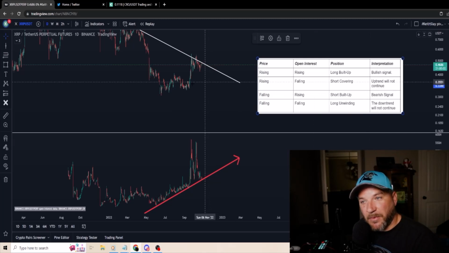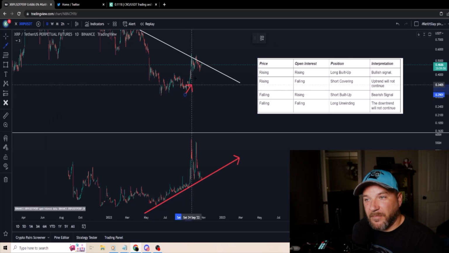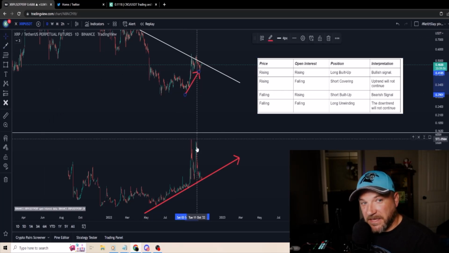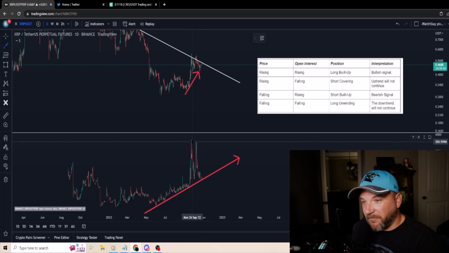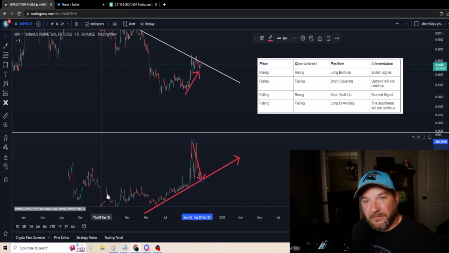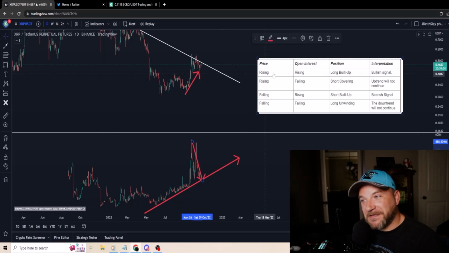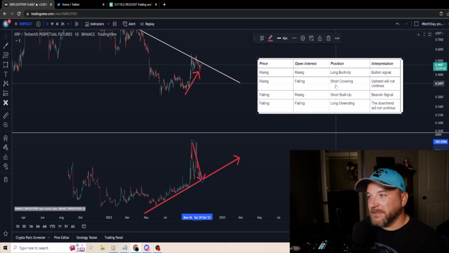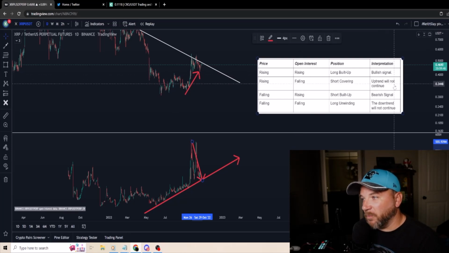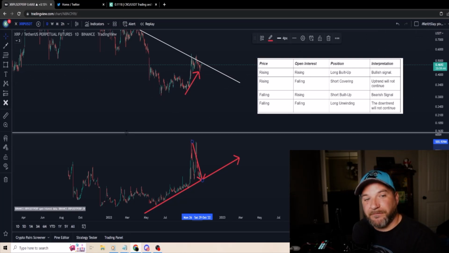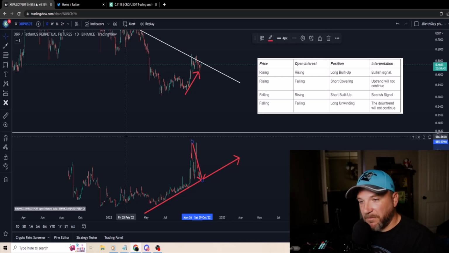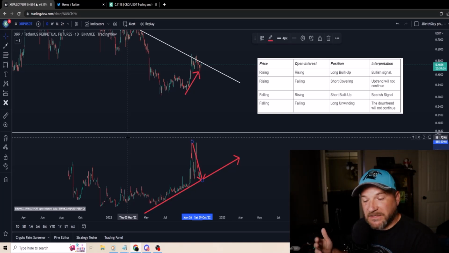And what has happened? Sure enough, your price was going up, clear as day. On a shorter time frame, your interest fell. So you had rising price, falling open interest, short covering, uptrend will not continue. It's just shorts covering up their position so they can stay in the game. When we cross trend lines and we break, does that change things?